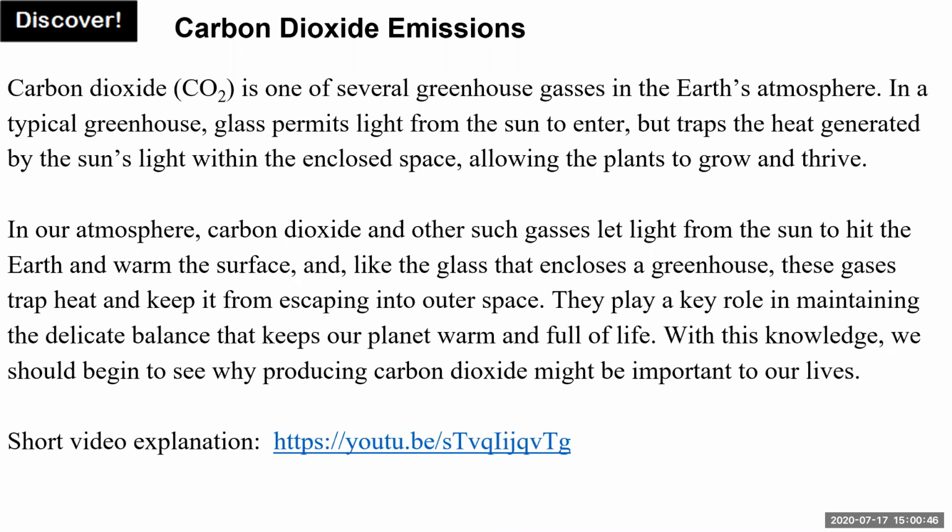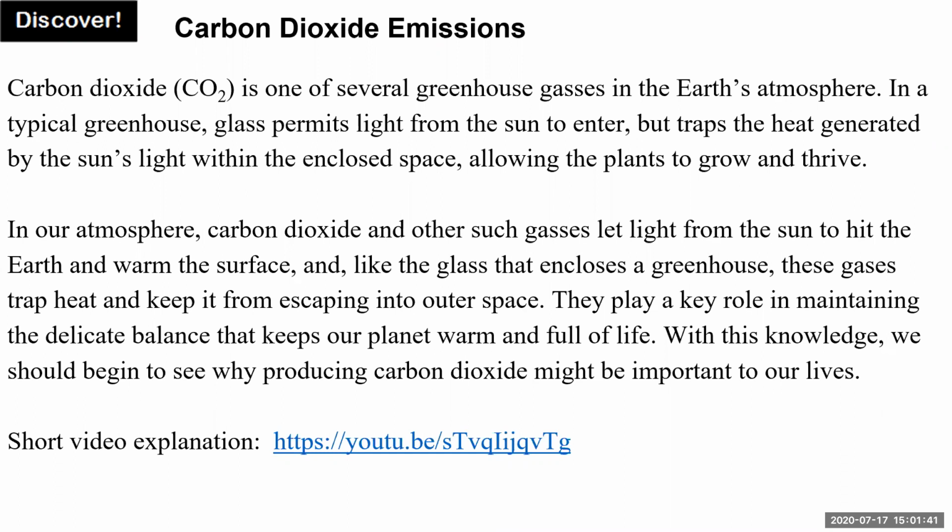Now, in our atmosphere, carbon dioxide and other such gases let light from the sun hit the earth and warm the surface. And like the glass that encloses the greenhouse, these gases trap heat and stop it from escaping into outer space. Now they play a key role in maintaining the delicate balance that keeps our planet warm and full of life. So if you are somebody who is more concerned about the environment, the amount of CO2 in the atmosphere must be of concern. These days we talk about global warming and all kinds of environmental degradation effects of humans. And here we are going to see what really happens, our day-to-day contribution towards the amount of CO2 in the atmosphere.